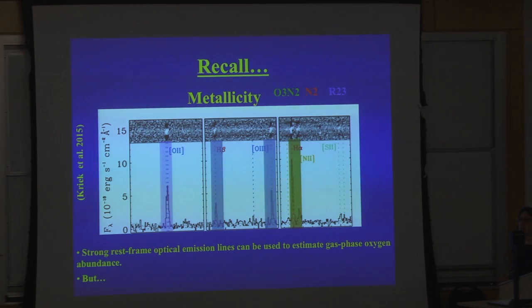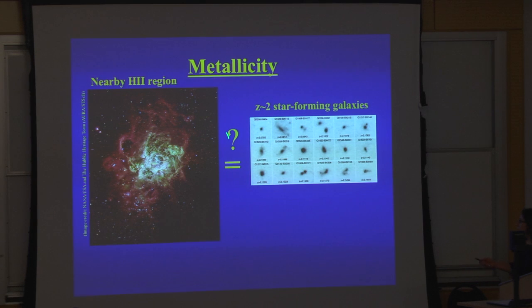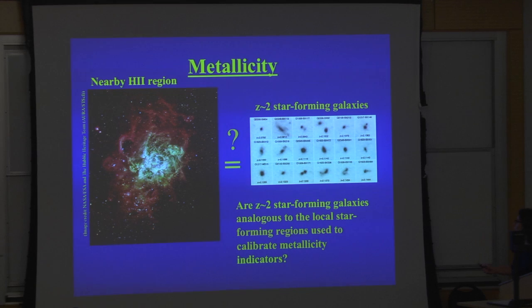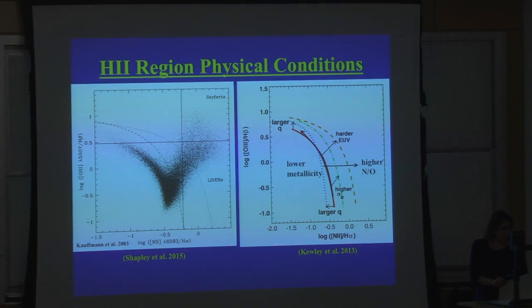But here's the question. People measure these lines in nearby H2 regions, nearby star-forming regions, and they can tie the direct oxygen abundances in these H2 regions to the patterns of strong lines they observe. So the question is, when we look at our redshift 2 galaxies, are they actually analogous to the individual H2 regions for which these abundance indicators of oxygen have been calibrated? And we actually have grave concerns about this.